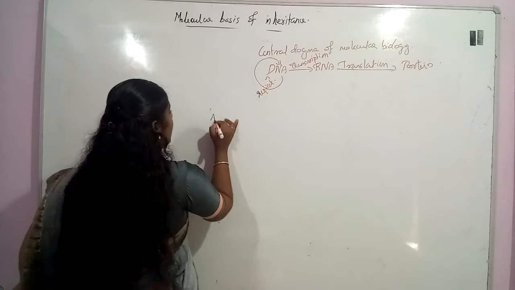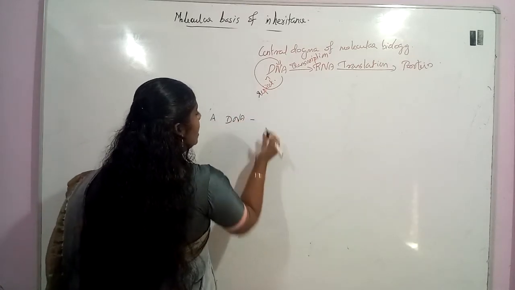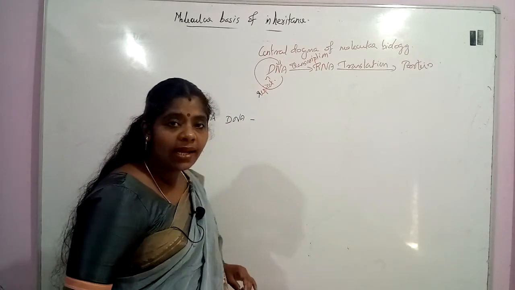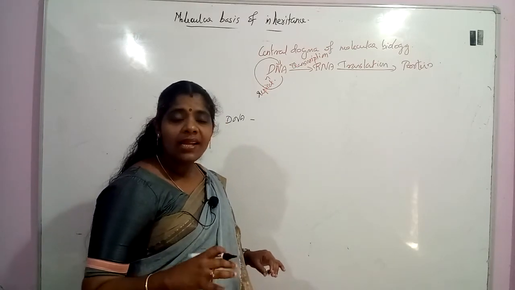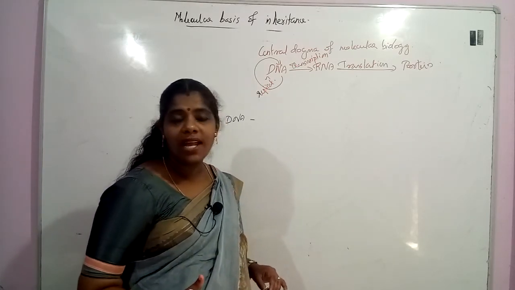So here A DNA is nothing but the DNA which shows the characteristic property of having a right-handed helical structure with 9 base pairs.